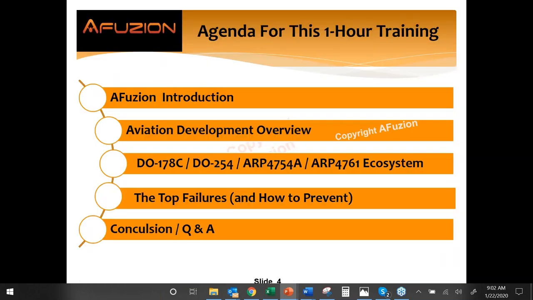So our agenda for the day is to first have a quick introduction on aviation, how we've learned how to avoid failures, and then a quick few minutes on the aviation development overview. What are safety systems, aircraft, software, hardware standards? What's the basis? What's a quick overview? And how could we use that to avoid failure?